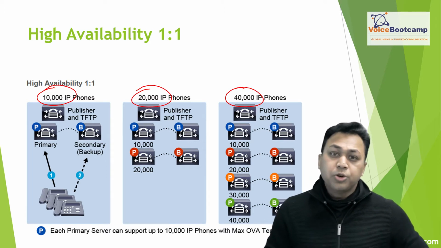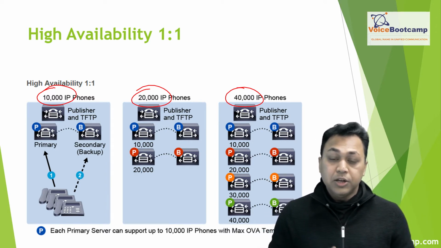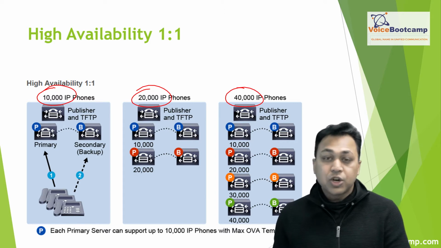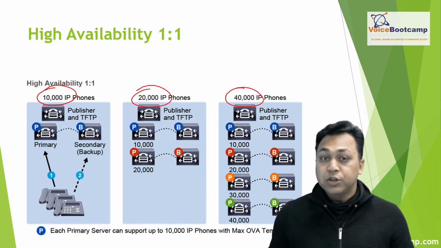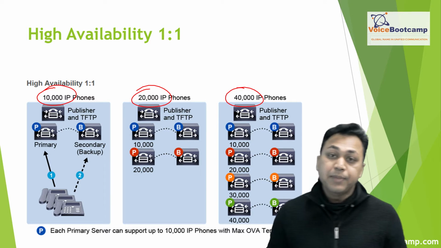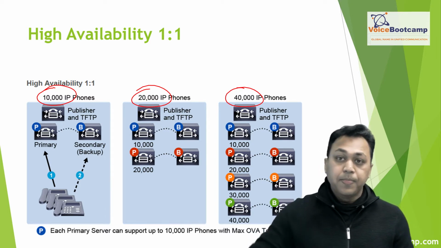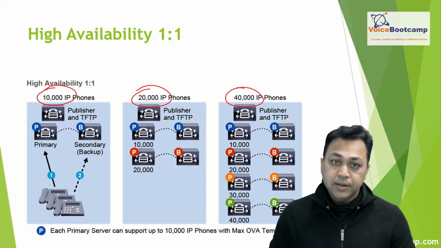From the publisher point of view, there can only be one publisher. So there can be only one master. There is no subscriber that can be promoted to publisher. So the very first server that you install in your environment is going to be the publisher, whereas a subscriber is basically a subsequent server that you build and usually has a read-only copy of your publisher database.